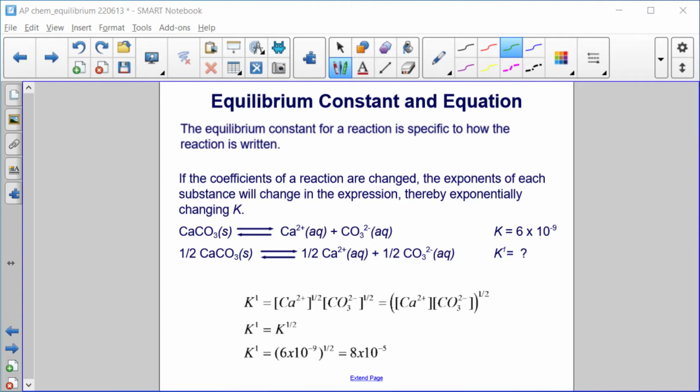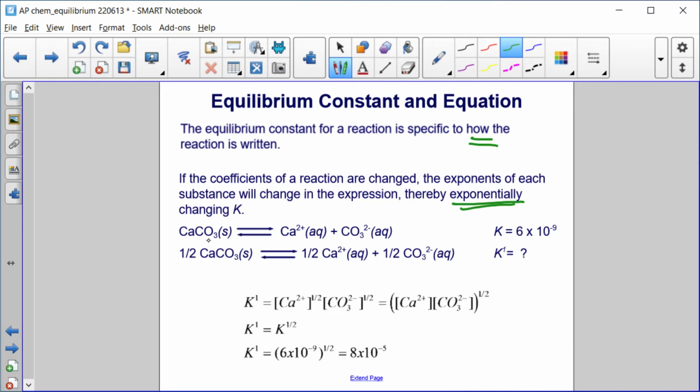Equilibrium constant and equation. The equilibrium constant for a reaction is specific to how the reaction is written. If the coefficients of a reaction are changed, the exponents of each substance will change in the expression, thereby exponentially changing K. Let's look at an example. This is the same reaction from the previous slide.